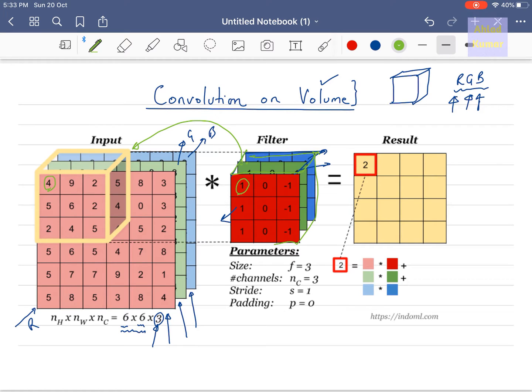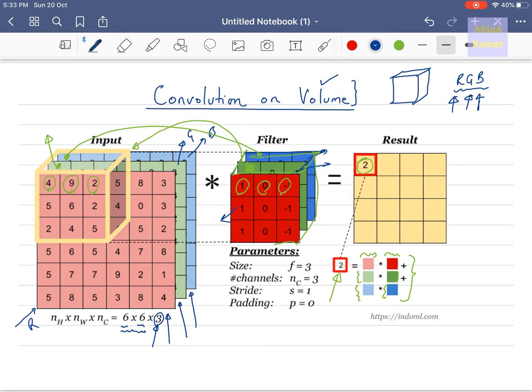That means 4 will be multiplied with 1, 9 will be multiplied with 0, 2 will be multiplied with -1, and so on. For the green channel over here, the pixel in this green channel will be multiplied with the pixel in the green channel over here. Similarly for the blue plane, this pixel in the blue plane will be multiplied with the pixel at this particular blue plane. All these individual elements will be multiplied and added together, as you can see over here, where we are multiplying this block with the red one, this one with green, and this one with blue. Then all of this will be added, and the result, for example 2, will be placed over here.